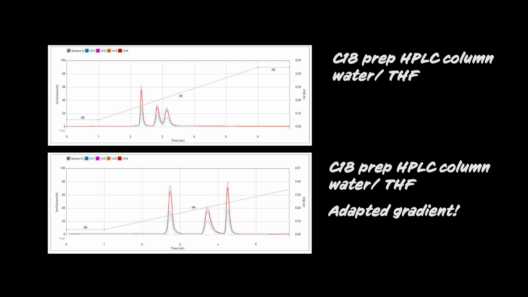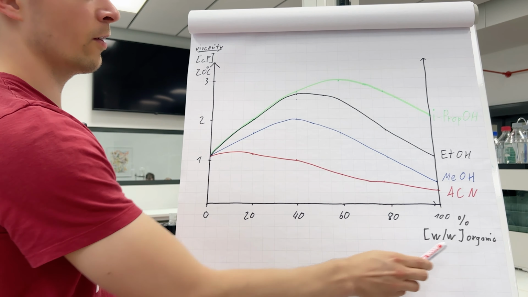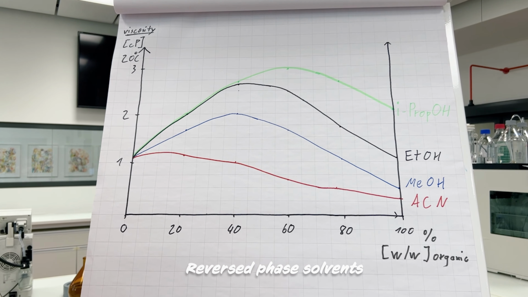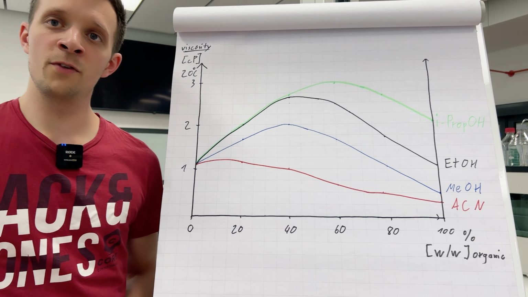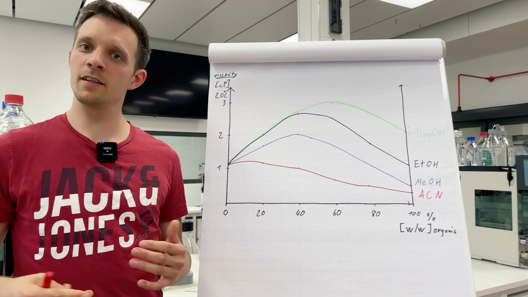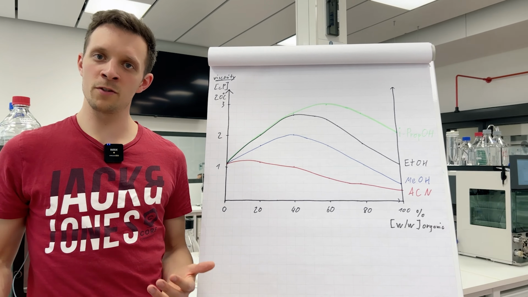This figure describes the viscosity of organic solvents in combination with water. And as we can see, at around 40 to 60% organic solvent amount, the highest viscosity is achieved. So, if we perform a separation, we usually use a gradient, and therefore the amount of organic solvent will increase over time. But the viscosity of the mobile phase and therefore the back pressure will increase too.